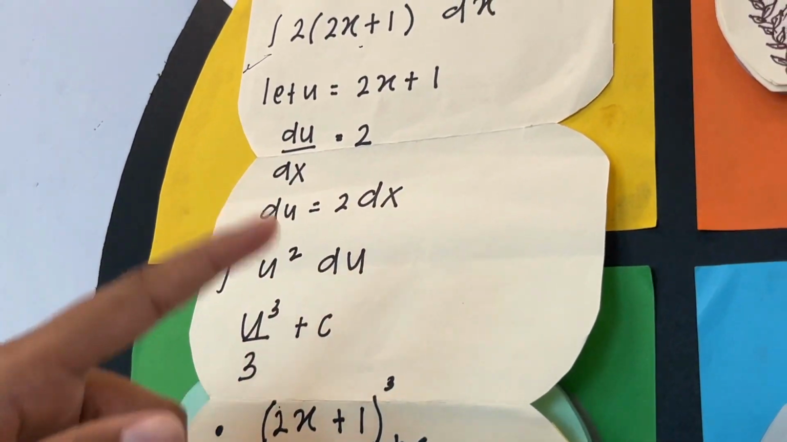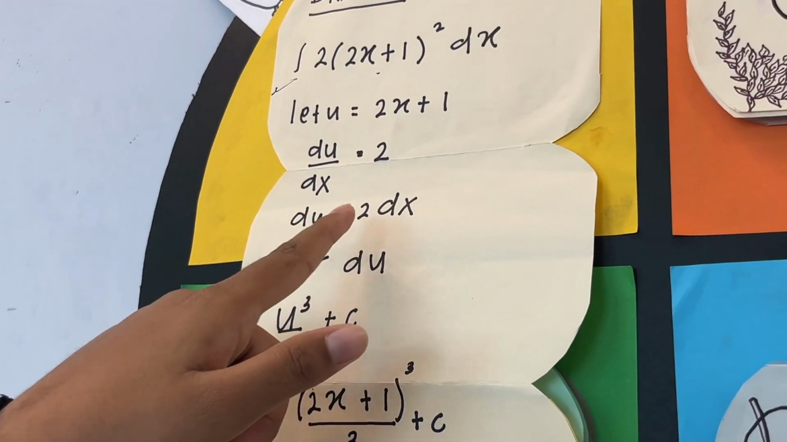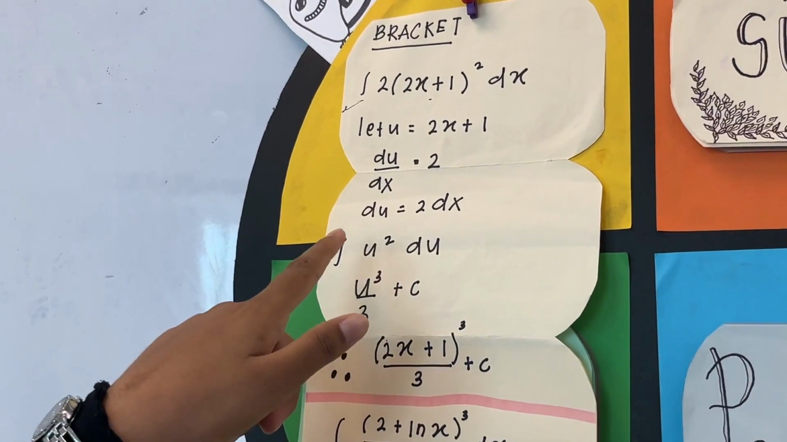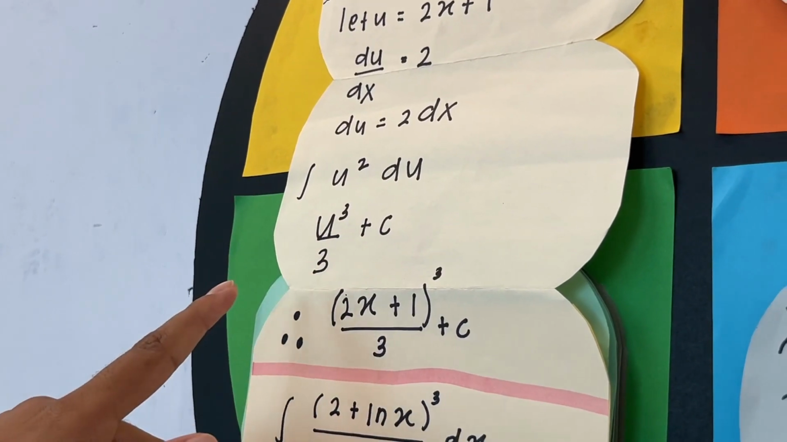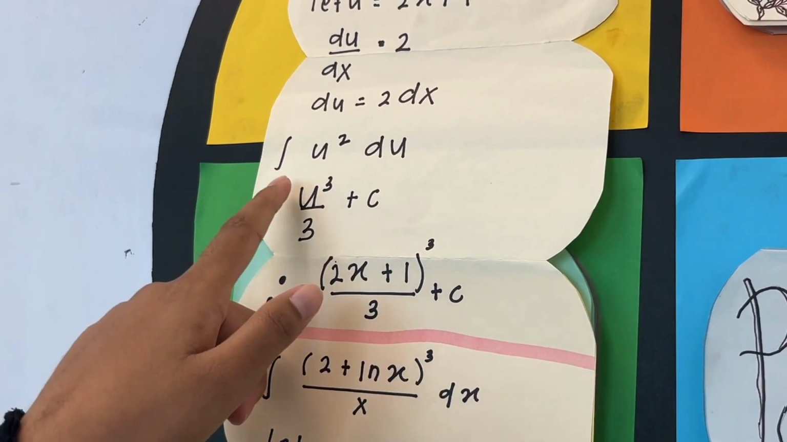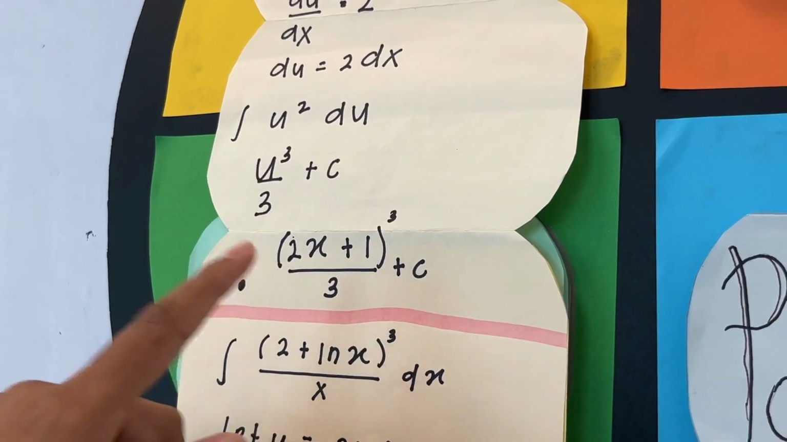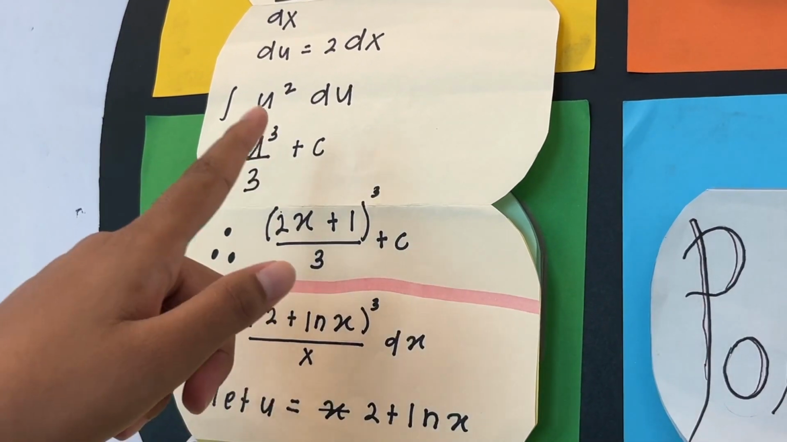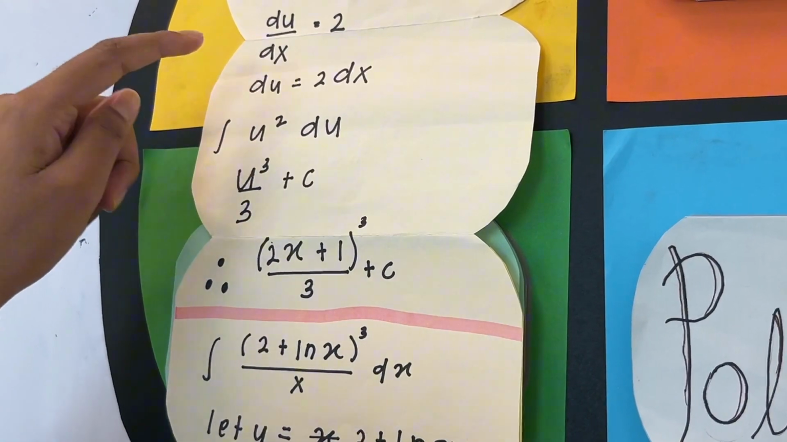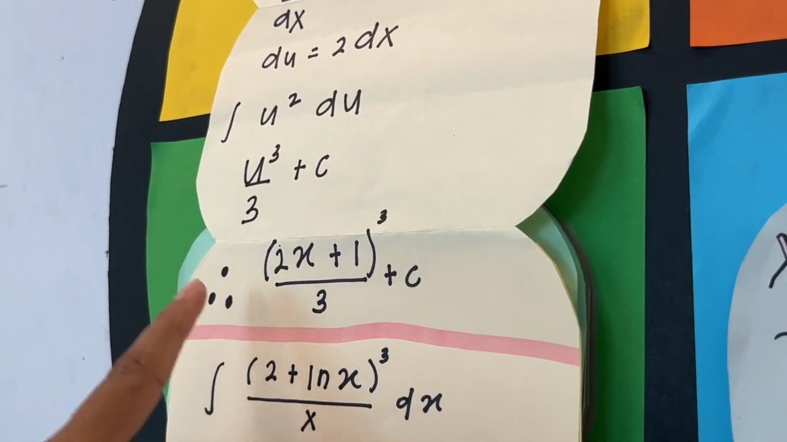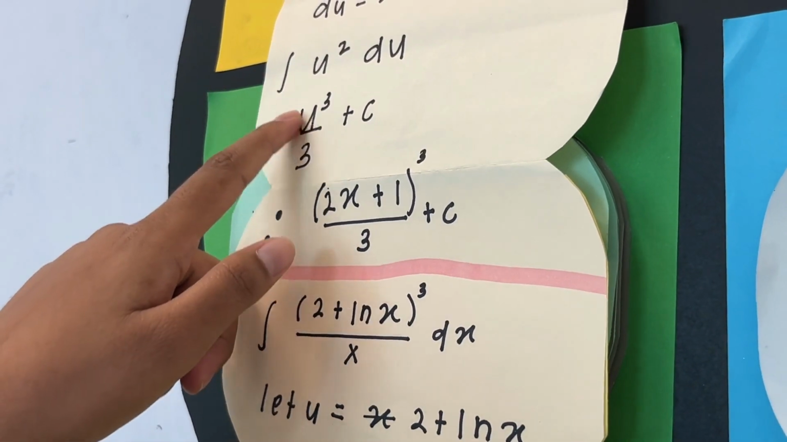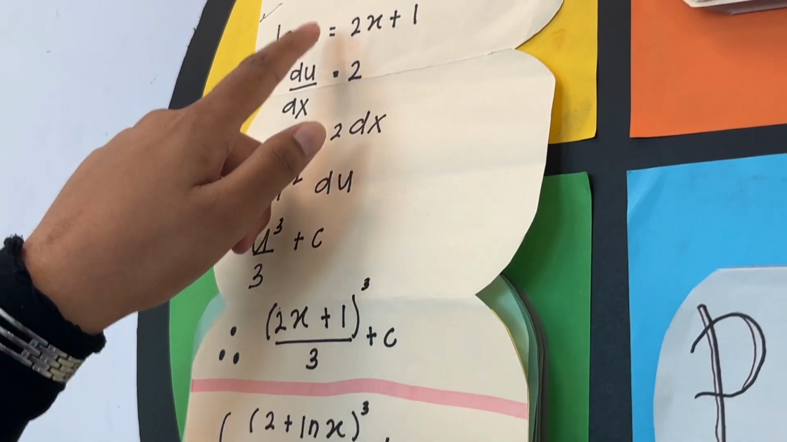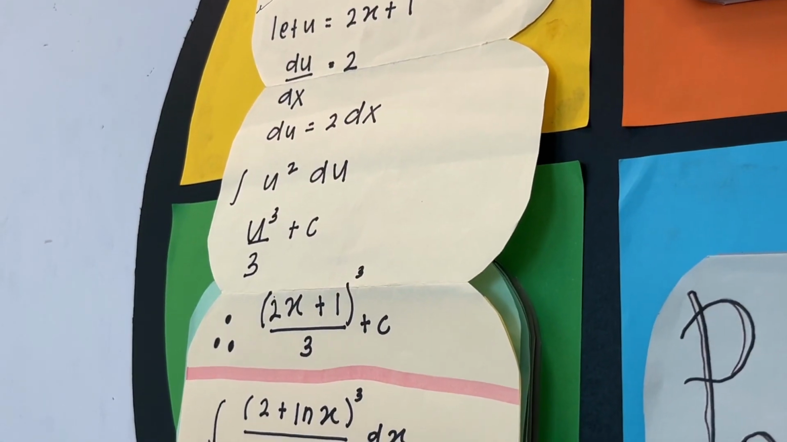to 2 dx. As we know, we let u equal 2x plus 1 and du equal 2 dx, and then we can write it like this. It will be u squared du, and then we integrate this and get u cubed over 3 plus c. Don't forget to add c because we don't have a limit here. The final answer we get is (2x plus 1) cubed over 3 plus c, because u is substituted by 2x plus 1.